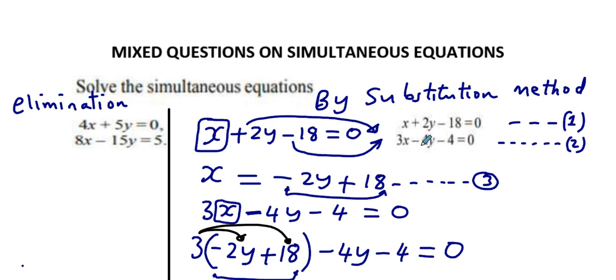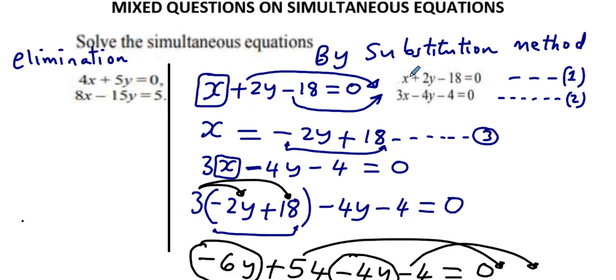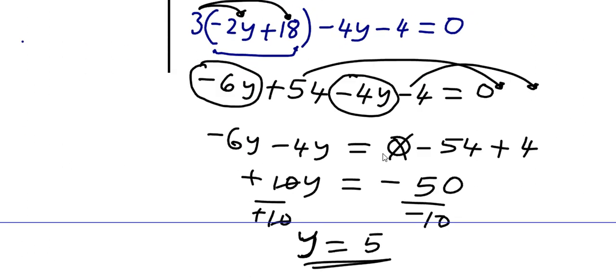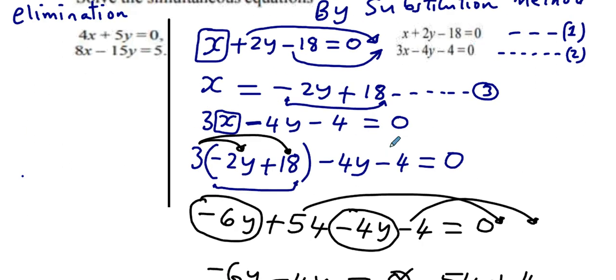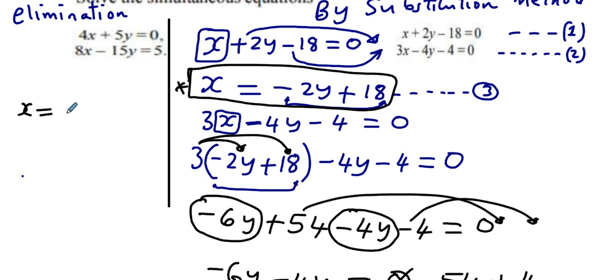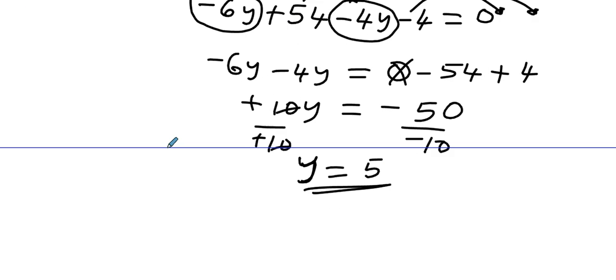But because I want to make use of equation number 3, do you remember equation number 3? This is the equation which I want to use to find the value of x, because to me it looks easy. But otherwise you can substitute it into any of these two equations, you'll be able to get the value of x. This equation says x equals to negative 2y plus 18. But remember, what is the value of y? We got y is 5.